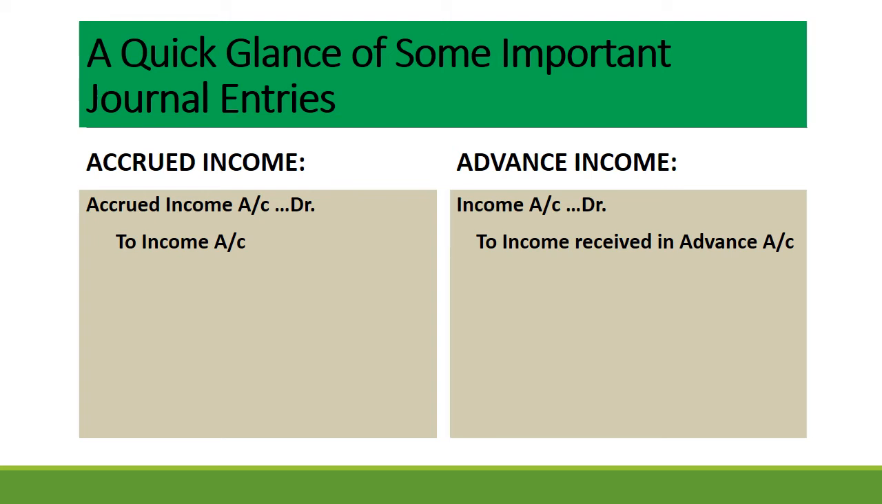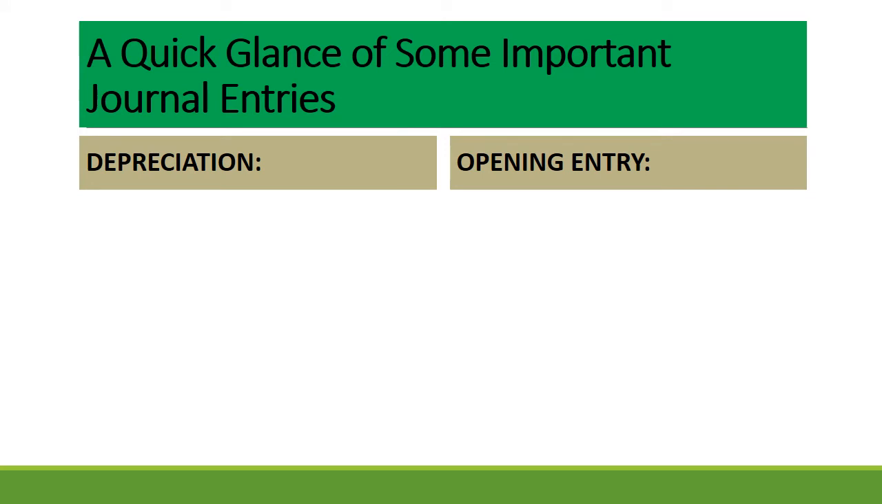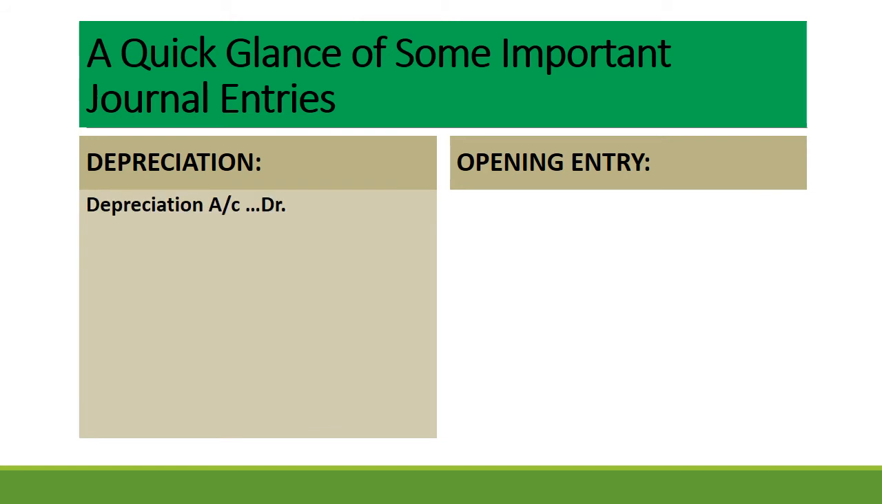Now after knowing entries for outstanding expense or prepaid expense, accrued income and advance income, important entries are there related to depreciation and opening entry. Now, entry for depreciation. First, we must know the meaning of depreciation. Fall in the value of an asset due to usage, effects of time or accident is known as depreciation. तो depreciation क्या है हमारे लिए? Expense. And expense must be debited.